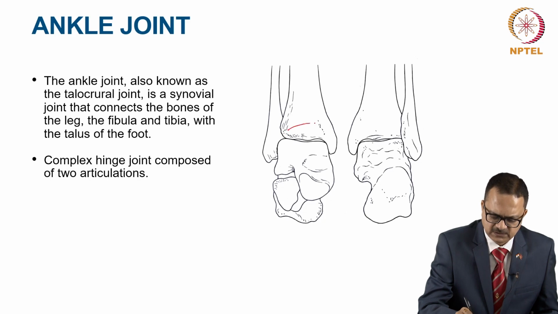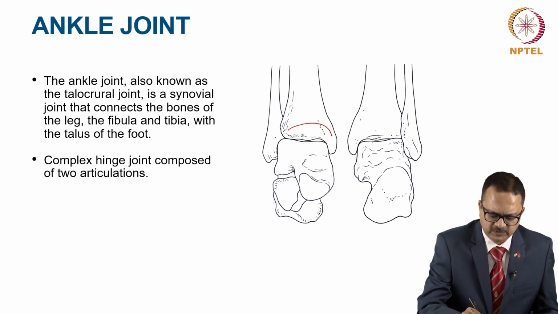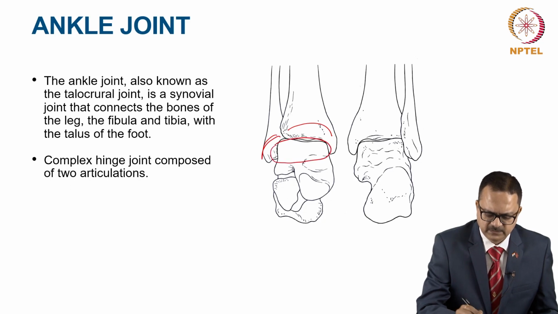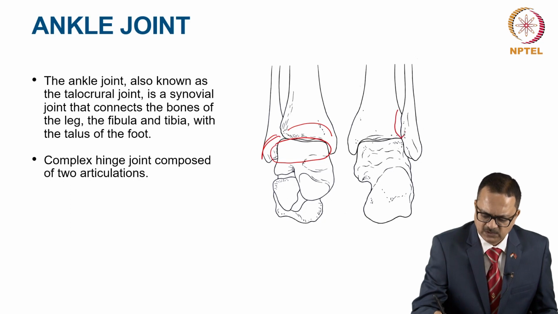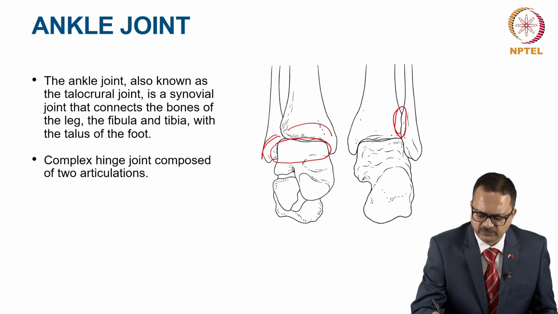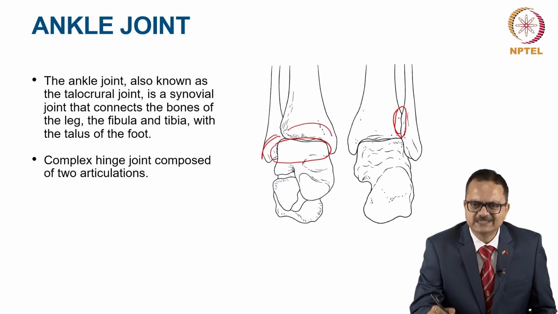So this is the tibia, lower end of the tibia. This is the fibula, and this is the talus. However, there is also something called a syndesmosis here, which connects the lower end of the fibula and the tibia, which helps in the stability of the ankle joint.